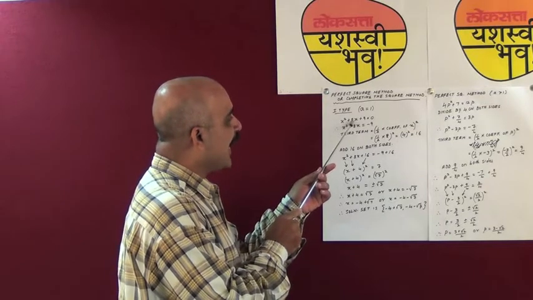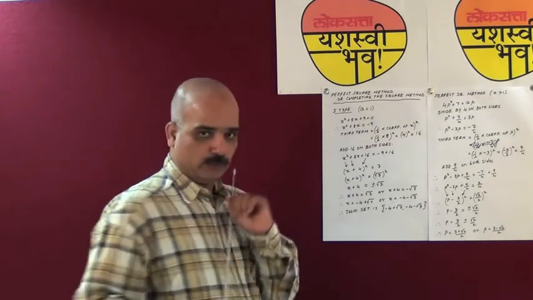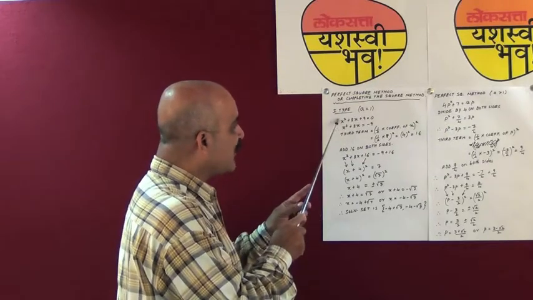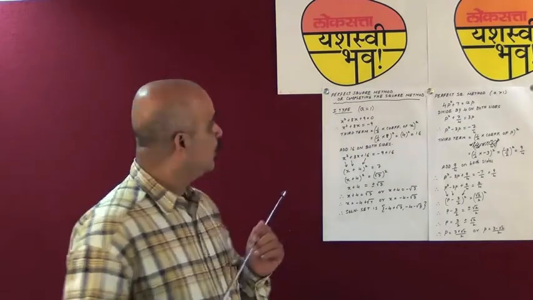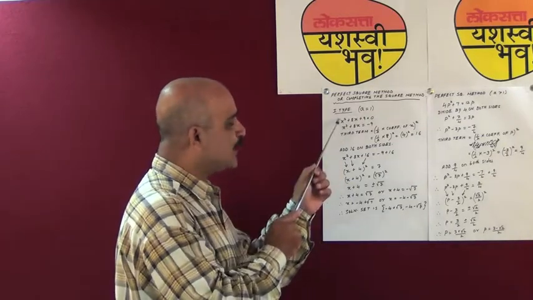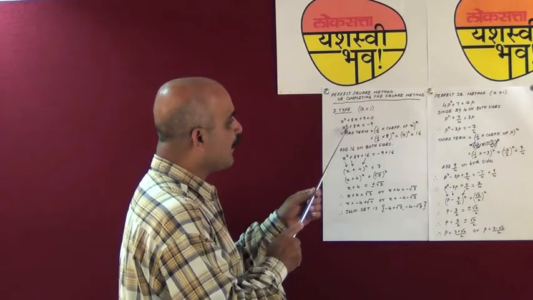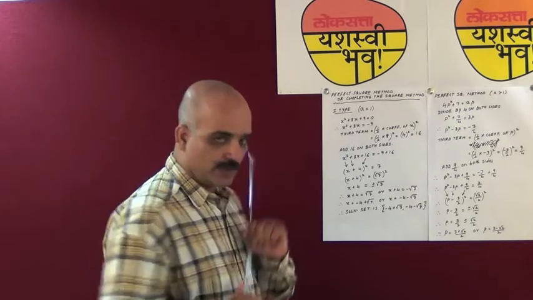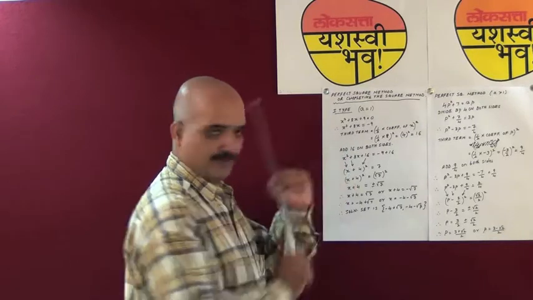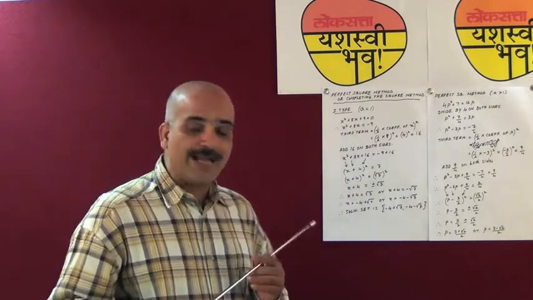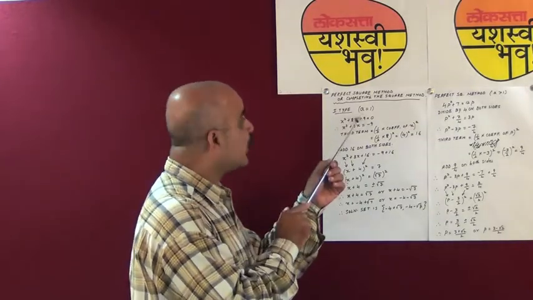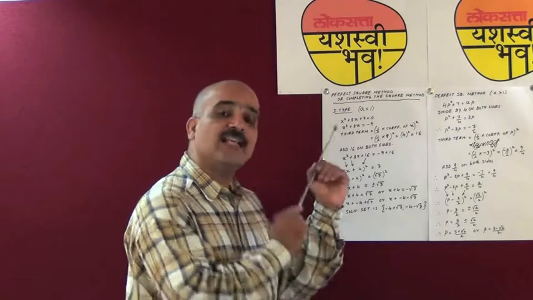x square plus 8x plus 9 equal to 0. Now dear friends, here the value of a, that is the first coefficient, is 1. So we can call it type 1, where the value of a is 1. We take the last term on the other side. So rule number 1: while doing the perfect square method, the last term, that is the constant term, has to be taken on the other side of the equation.